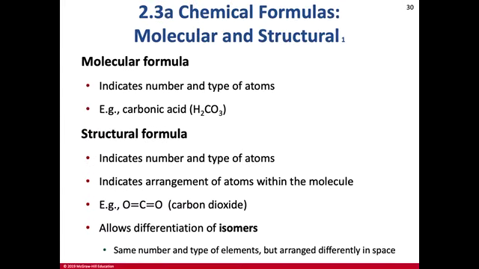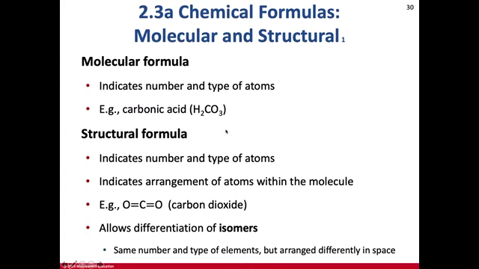When we write out a molecular formula, we always have the symbol of the atoms in the compound, and then what we call a subscript, which is this little number down here, indicating the number of atoms of that type that are in the compound. So in carbonic acid, there are 2 hydrogens, 1 carbon, and 3 oxygen atoms, okay?